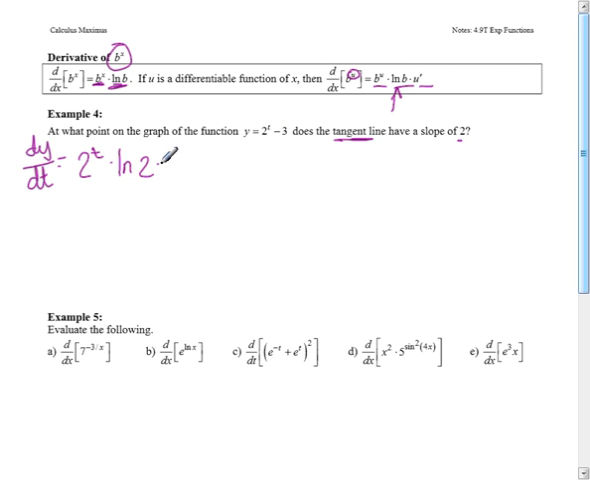So we want to know, where does that have a slope of 2? So we'd have to solve this. And hopefully you remember a little bit from pre-calc.